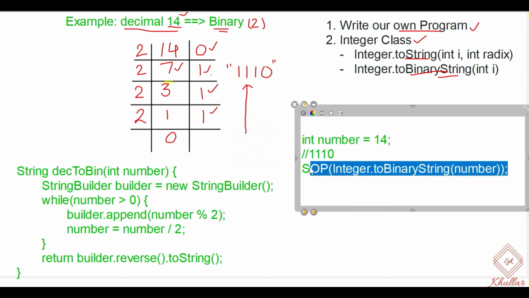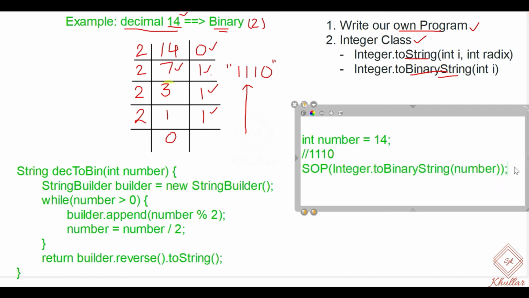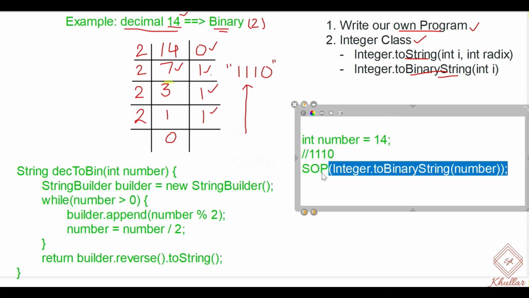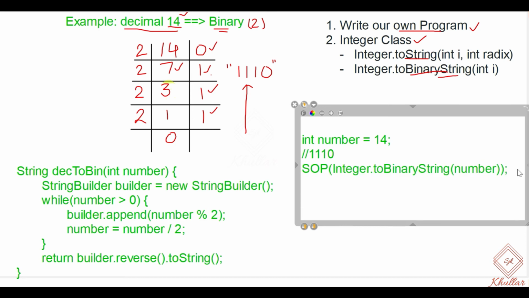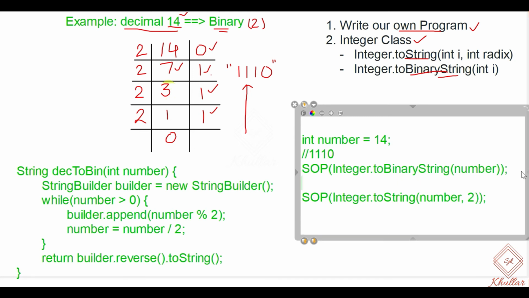This is one method provided by the Integer class, and there is another method, toString. Here it takes as input the number which we want to convert to binary and the base, the radix. What is the target number system radix? In this case it is 2. As we are converting to binary, this will also return 1110. So these are two methods.